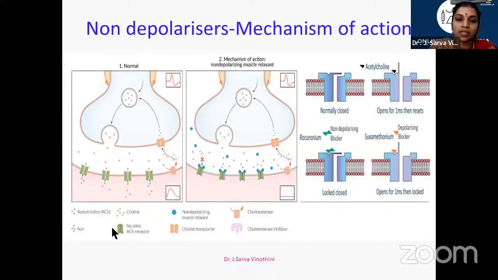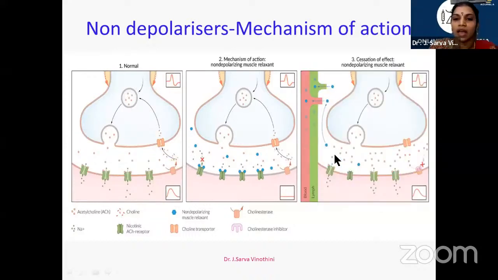How do non-depolarizers act? Non-depolarizers are antagonists, so they do not allow any action on the acetylcholine receptor. They just sit and do not allow the acetylcholine receptor to open. So this is the difference we see. This is a normal acetylcholine receptor. Acetylcholine is an agonist. It sits, it opens the acetylcholine receptor for around 1 millisecond, and then it gets metabolized. Succinylcholine, as we saw, will be persistently depolarizing this, whereas a non-depolarizer will just lock it in the closed state.